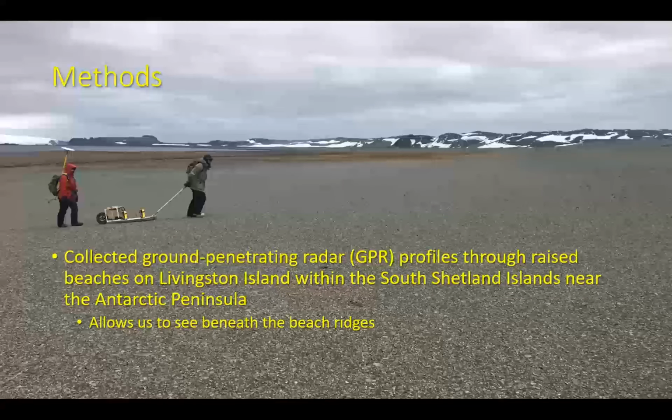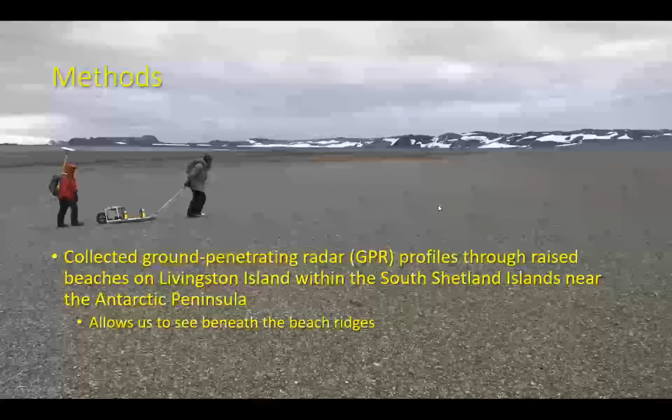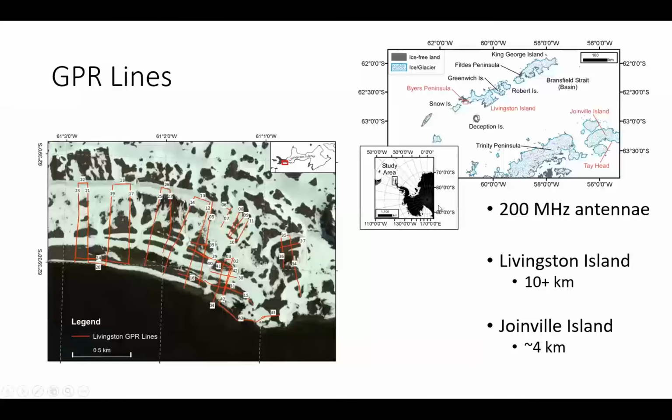I'm going to show you data today from Livingston Island here at the northern tip of the Antarctic Peninsula. So here's our study area. This is the tip of the Antarctic Peninsula. Livingston Island is within the South Shetland Islands. I'm going to refer to Joinville Island in my talk as well, and that's where it is located here. We collected about 10 kilometers of data from Livingston Island. The red lines show where our data was collected in this part of Livingston Island. We used a 200 megahertz antenna that gave us a good balance between depth of penetration and the resolution that we were able to image within our GPR.